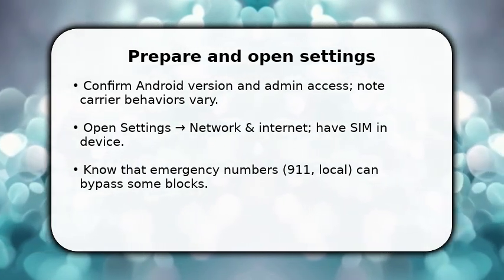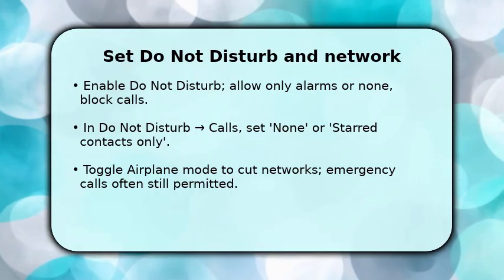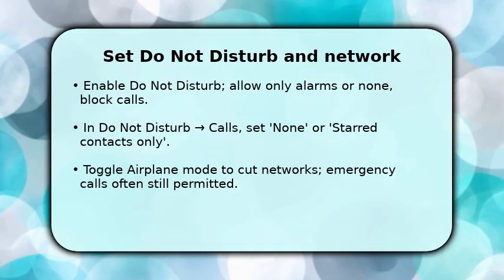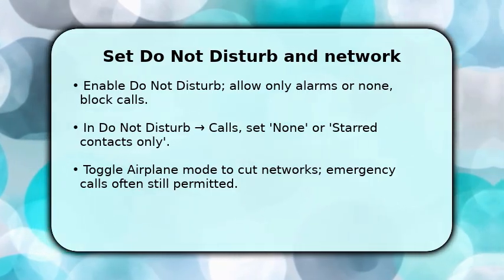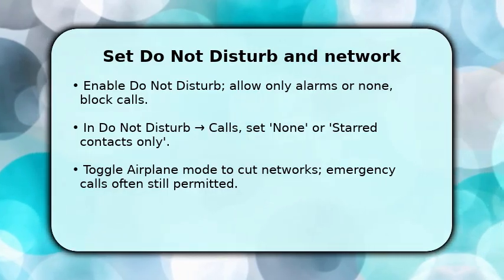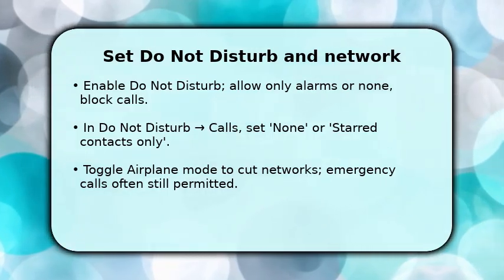Next, enable Do Not Disturb to suppress incoming calls and notifications. This blocks ordinary calls immediately. In Do Not Disturb settings, set calls to none or starred contacts only so only prioritized lines get through. Choose None for strict blocking.